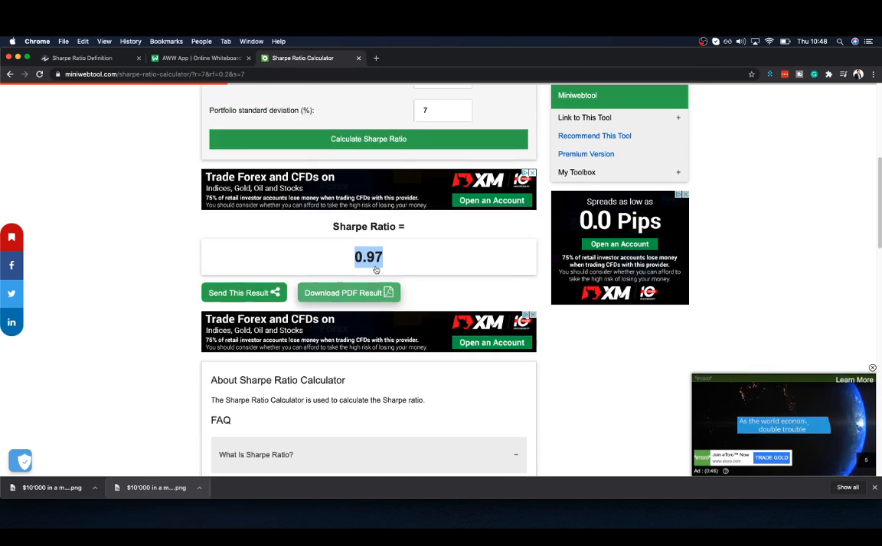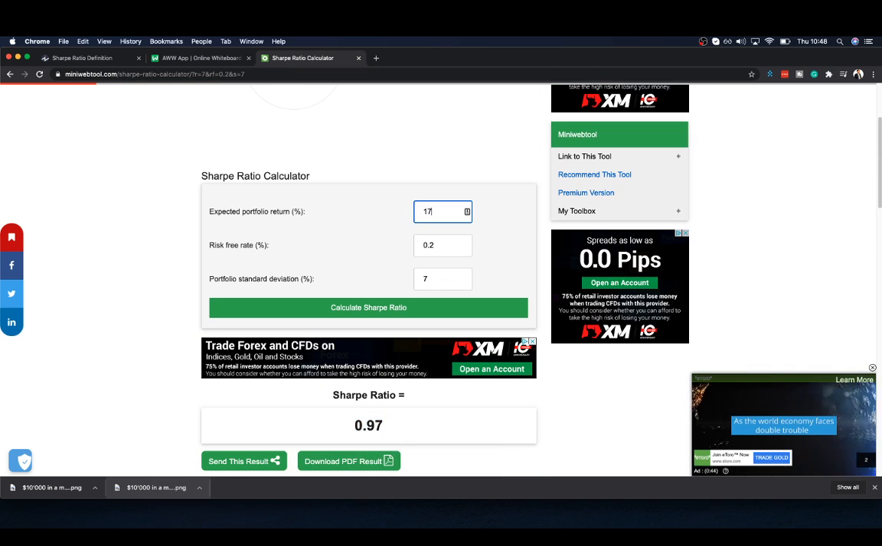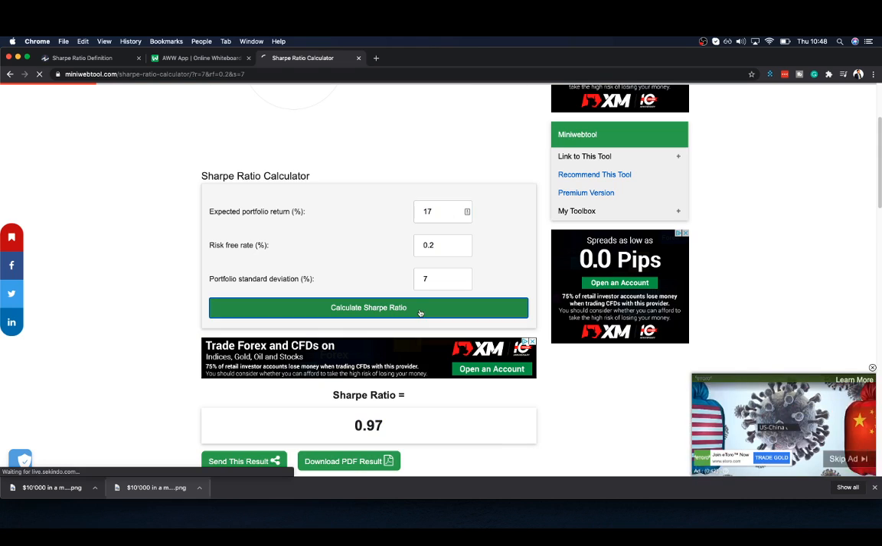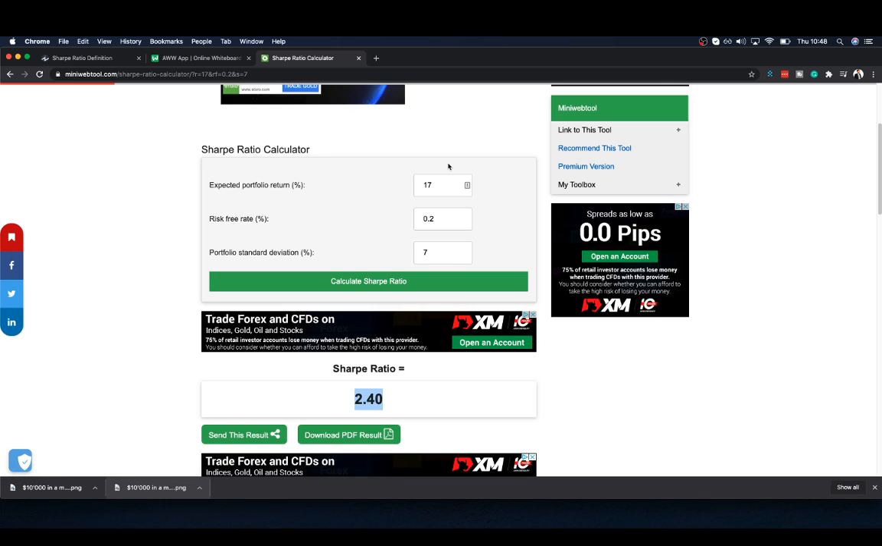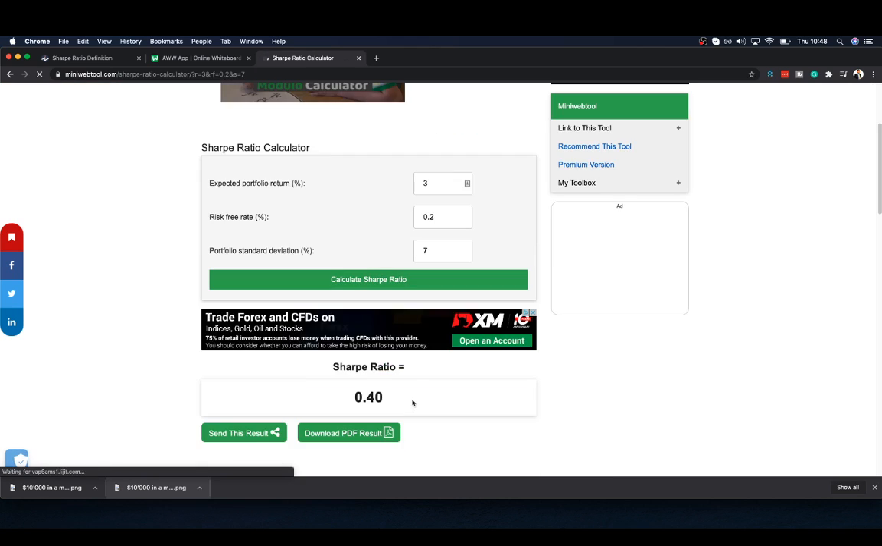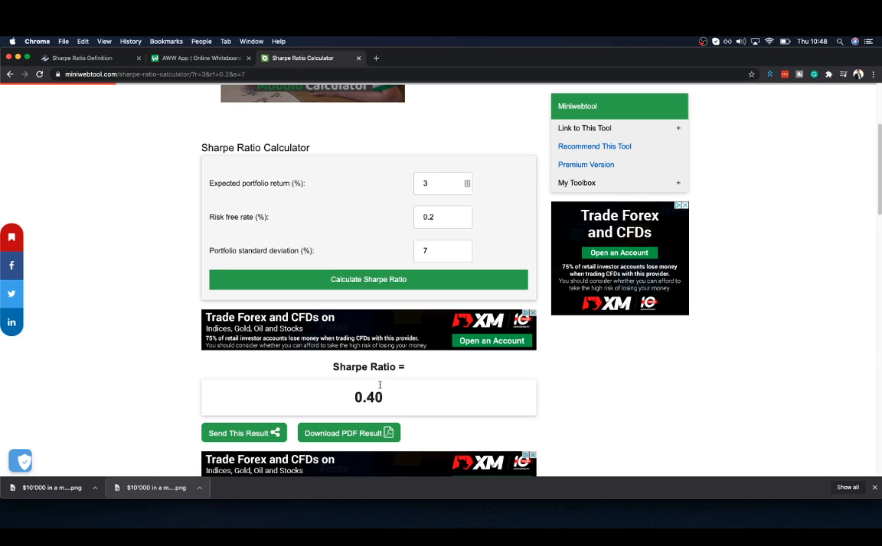So you see here that the trader who, with the same risk, made 17%, let's say, which is 2.40, is better than a trader who is doing 3% return, because 3% return is 0.40.